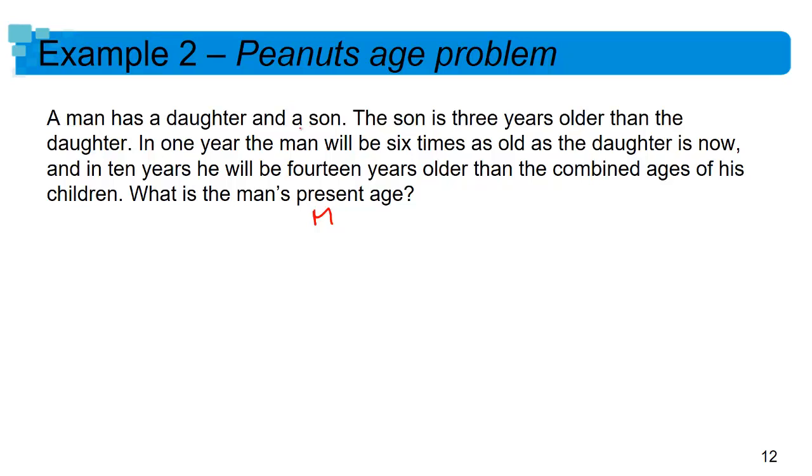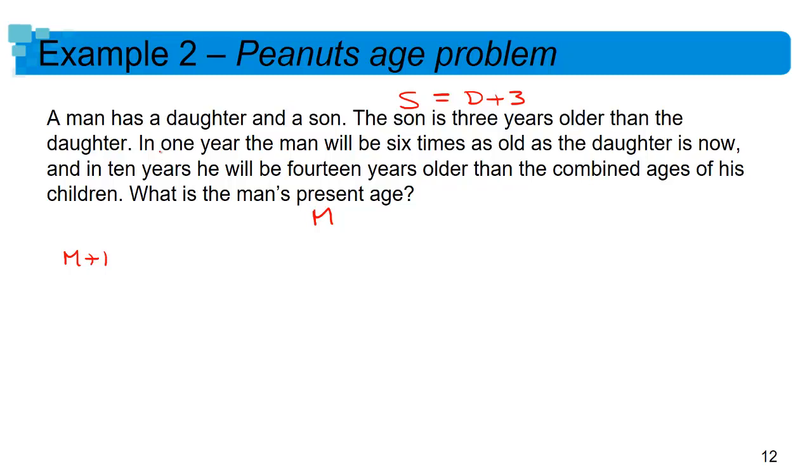So he's got a son and a daughter. The son is 3 years older than the daughter. If you just simply translate that, we'll put S for the son's age is 3 years older than the daughter. So that's D plus 3. So there's one equation there. Okay, in 1 year, the man will be 6 times as old as the daughter is now. So in 1 year, right, this is his present age. Remember, M is his present age. So in 1 year, it'll be M plus 1.